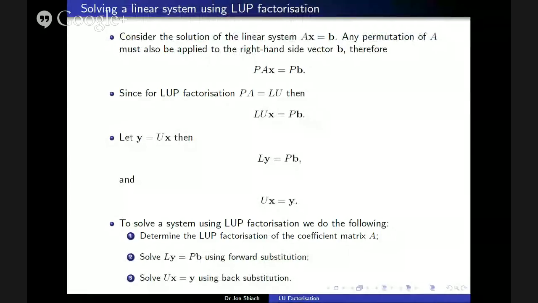Know how to calculate LUP factorization of a matrix. How does this help us solve systems? Well, quite similar to LU factorization. When we perform a row swap on our coefficient matrix, we must also perform the row swaps on the right-hand side vector. So essentially Gaussian elimination: whenever you swap your coefficient, you also swap your right-hand side. So P was applied to A as well as P being applied to B.